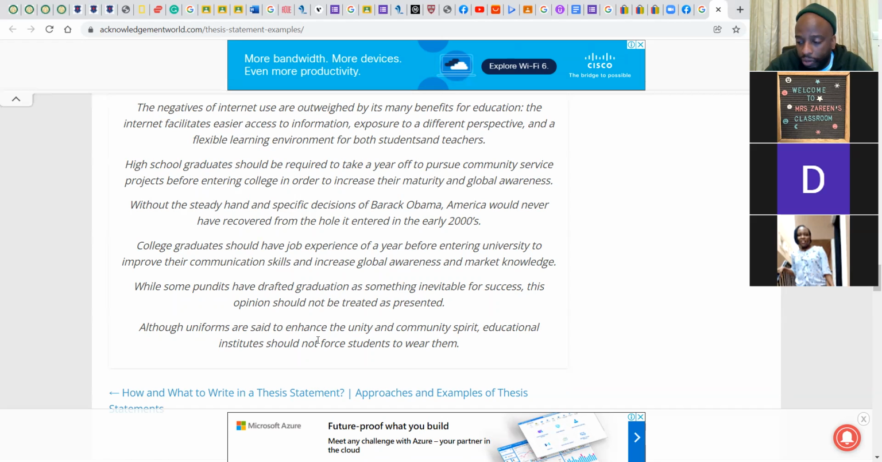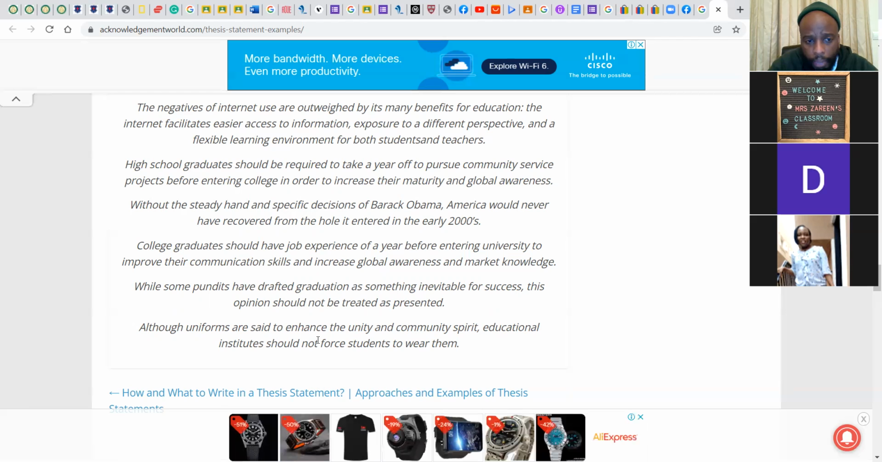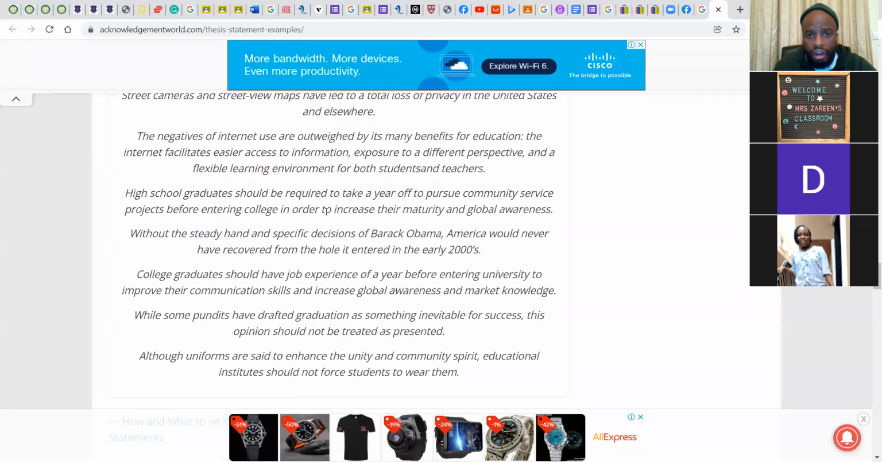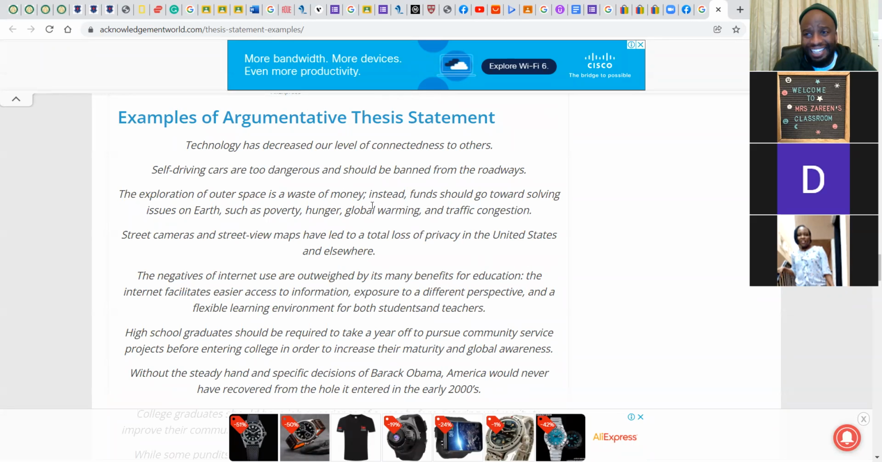So the first place that they're going to go is your introductory paragraph. If there's an abstract, obviously they're going to read the abstract, but if there's no abstract attached, they're going to read the first paragraph. And that first paragraph should tell them everything that your essay is about, whether it's a 2-page essay or a 20-page essay.